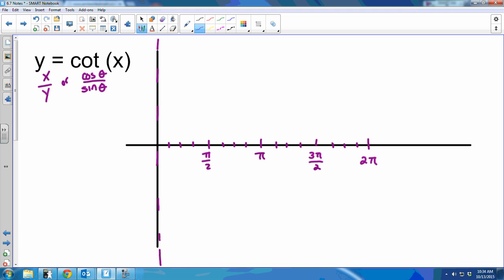Now tangent, if we were following that same pattern, right? Tangent would start down here, it would go up, and we'd have another asymptote. But cotangent, though similar, is not the exact same. So do not think it has the same exact pattern, because it doesn't. Don't get caught up in that trap.